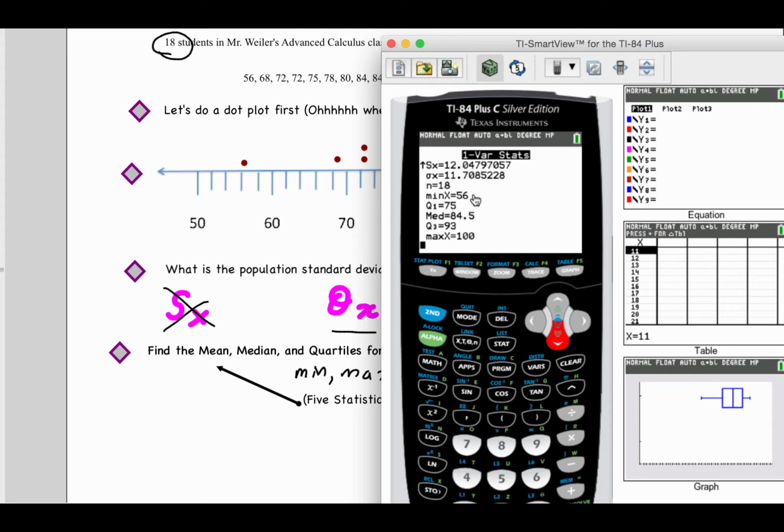18 pieces of data with a minimum of 56, a quartile 1 of 75, a median of 84.5, a quartile 3 of 93, and a maximum of 100.